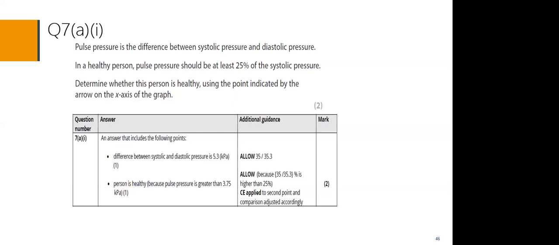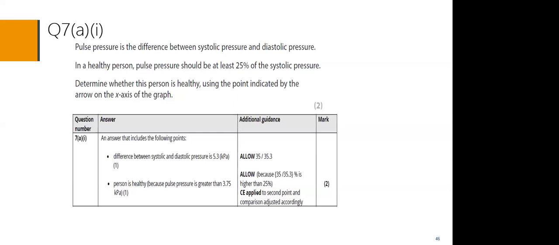So the 2 marking points: the first is for determining the pulse pressure from the information that they're given. And the second is for recognizing that a difference greater than 3.75 kilopascals, that is greater than 25% of the systolic pressure, means a person is healthy. So the first part is a calculation, and the second part is understanding what that means. The data for the calculation is taken from a graph. Consequential error was allowed for the second marking point.